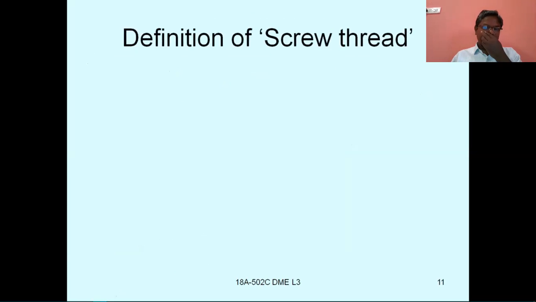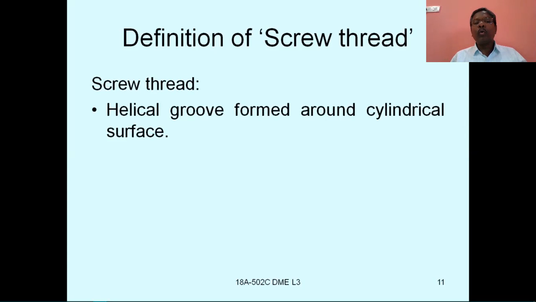Definition for screw thread. Let us see what is meant by screw thread. A helical groove formed around a cylindrical surface. That means on the cylindrical surface, we are going to produce one helical groove. So screw thread can be defined as a helical groove formed around a cylindrical surface.